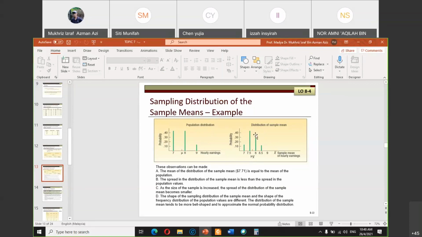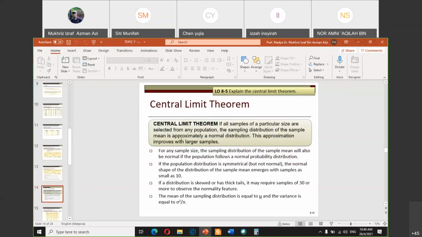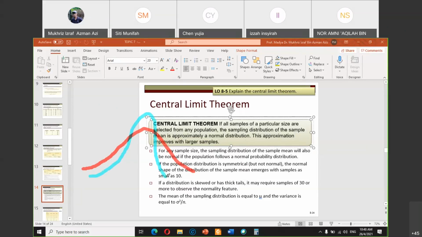the sampling distribution from the sample that you collect, the shape of this distribution will be close to a normal distribution. It is approximately normal. It's not exactly normal, but approximately normal. This approximation improves with larger sample size. That means, if you recall from the previous point, if you have lower sample size versus higher sample size, 200 samples versus 400 sample size.